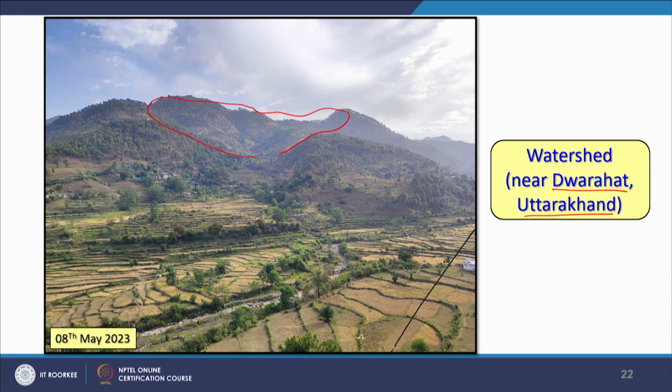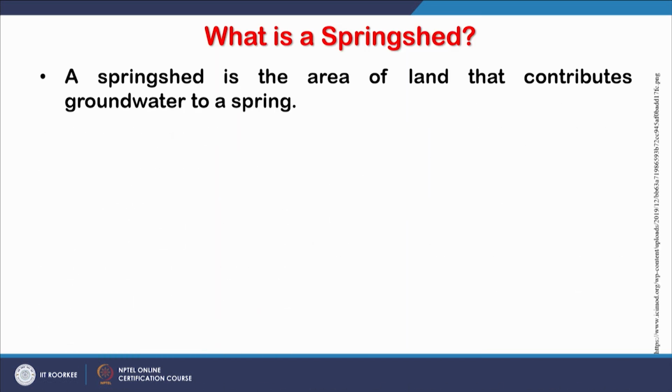That this is a watershed and the outlet is coming, a stream you can also observe. So, this is the outlet of that watershed. Whereas a springshed, what is a springshed? A springshed is an area of land that contributes groundwater to a spring, whereas a watershed is a topographic demarcation of high points or ridges where the water, whatever precipitation occurs, comes out in a single outlet. But here the springshed is an area of land that contributes groundwater to a spring.